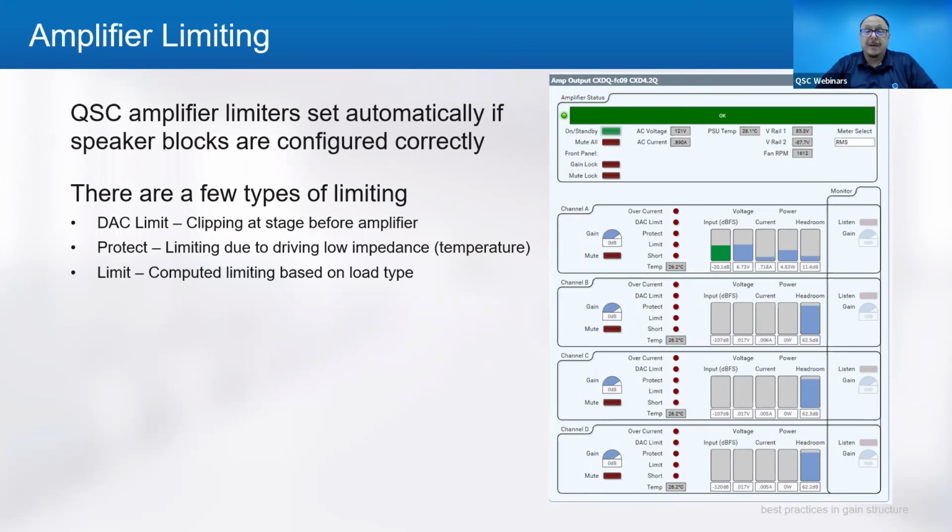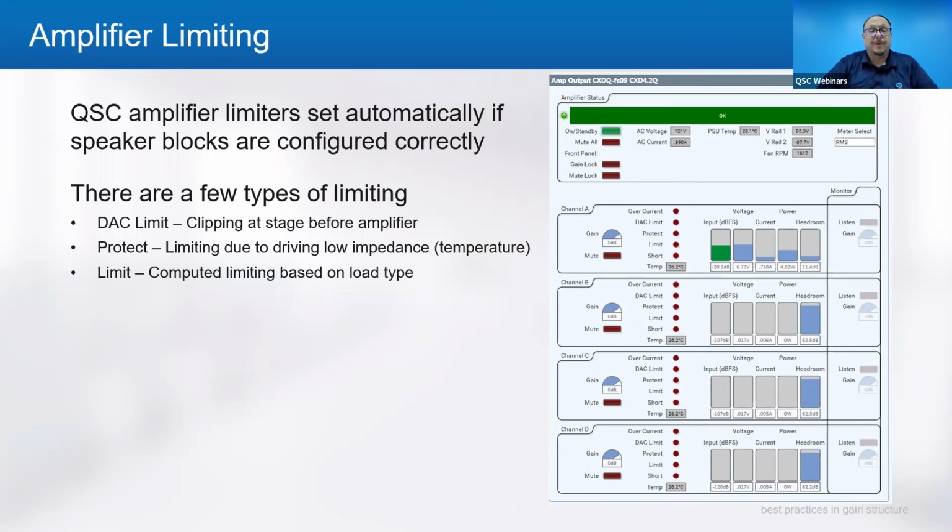There are different types of limiting in the digital amplifiers. You have a DAC limit, which is your digital-to-analog converter limit. So going from the digital world back out to analog, if it's going to clip in there, we're going to prevent clipping at that stage of the amplifier.